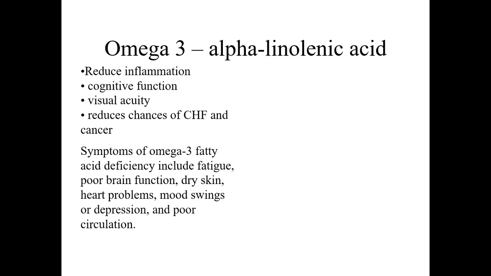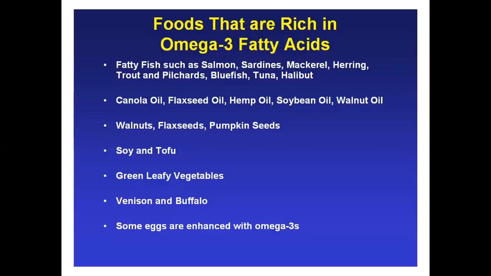So that's our omega-3, alpha-linolenic. Where can we get it from? Well, one of the more common places in our pet foods is from fatty fish. Fatty fish like salmon. That's why a lot of cat foods have salmon. Pilchards, sardines, herring, trout, tuna.